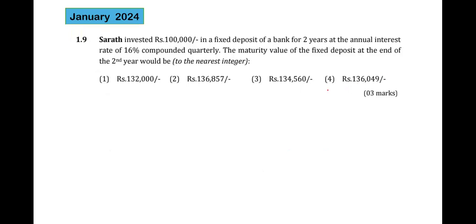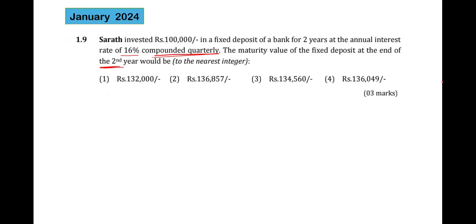Here, January 2022. Sarat invests 100,000 in a fixed deposit of a bank for 2 years. The annual interest rate is 16% compounded quarterly. Find the maturity value of the fixed deposit at the end of 2 years. Maturity value means total value, interest plus initial amount. Here also we deposit a single value, then after 2 years we have to calculate the total amount.